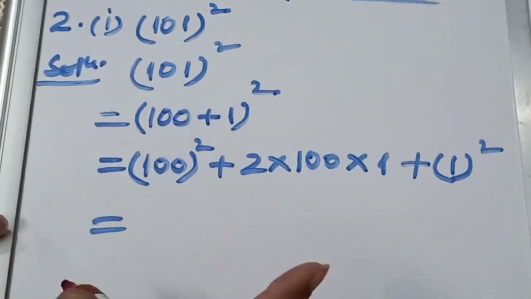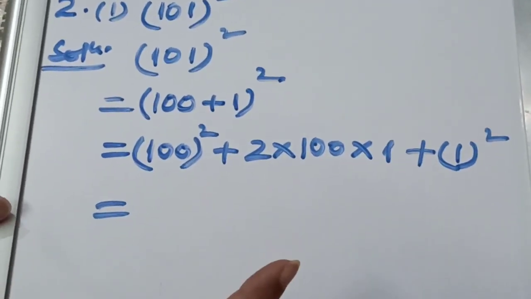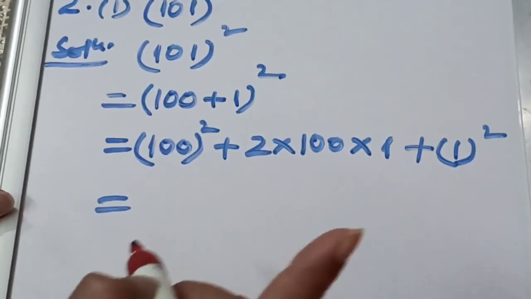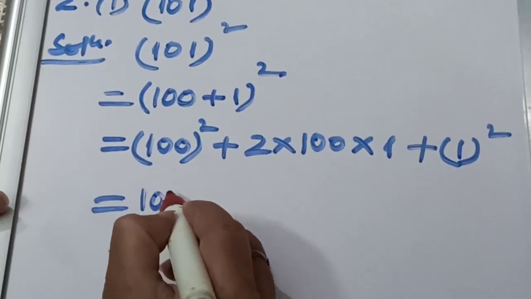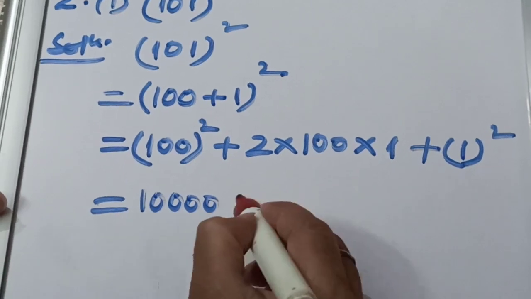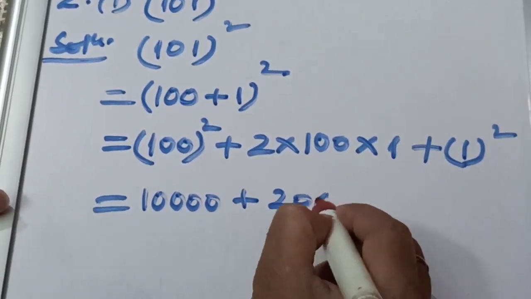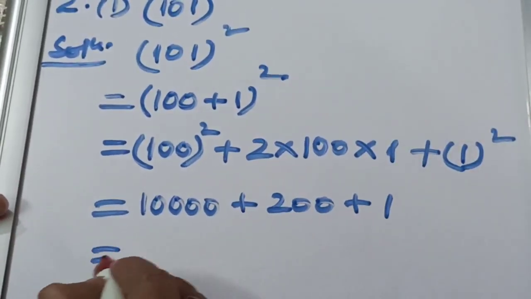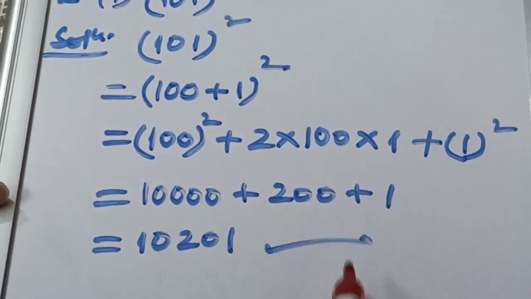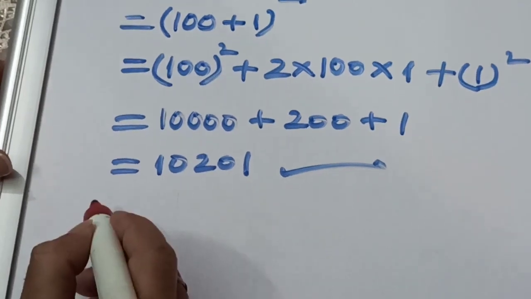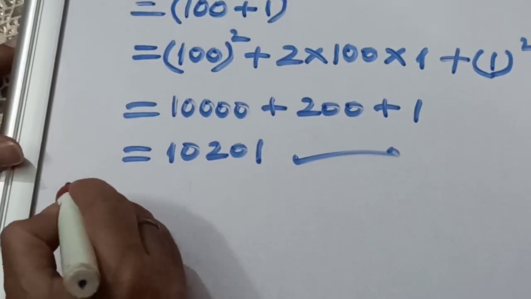Worksheet 1 is totally based upon identity 1, (A plus B) whole square. So 100 square means 10000, plus 200, plus 1, which gives 10201. The answer is 10201.